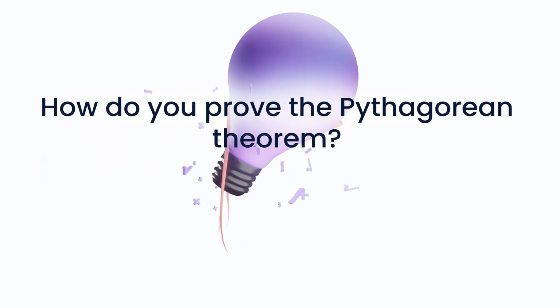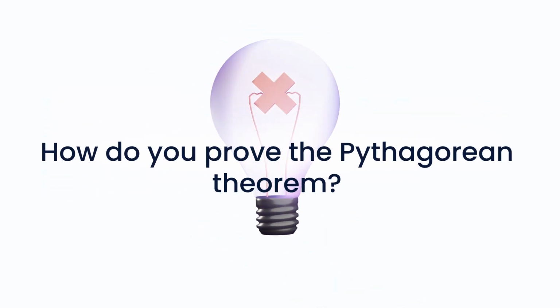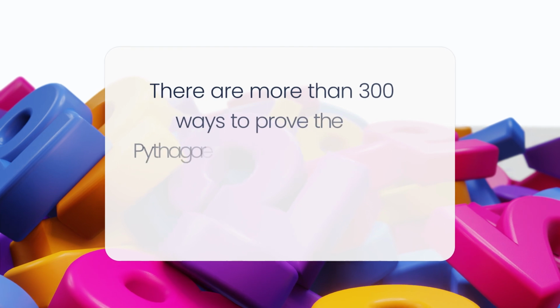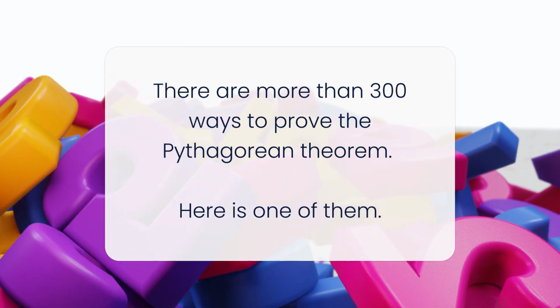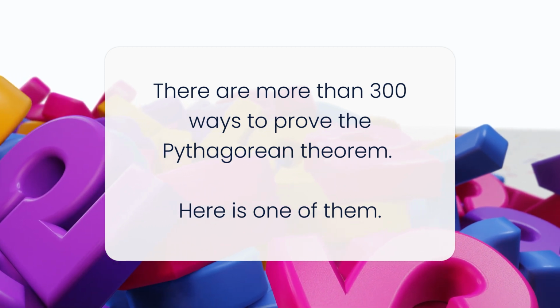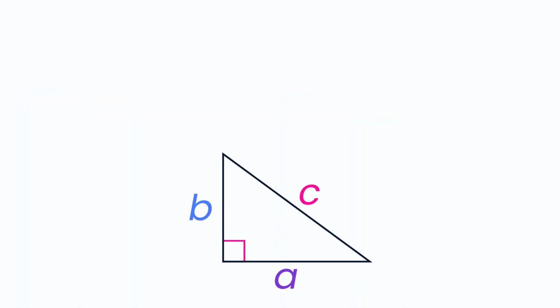How do you prove the Pythagorean theorem? There are more than 300 ways to prove the Pythagorean theorem. Here is one of them. You want to prove that for any right triangle, a squared plus b squared equals c squared.